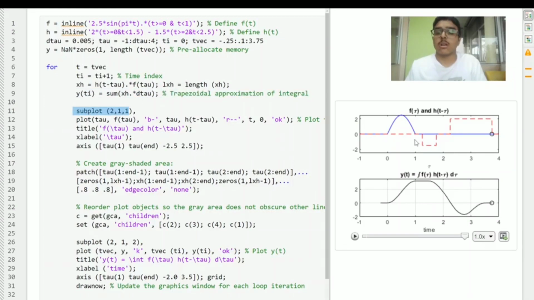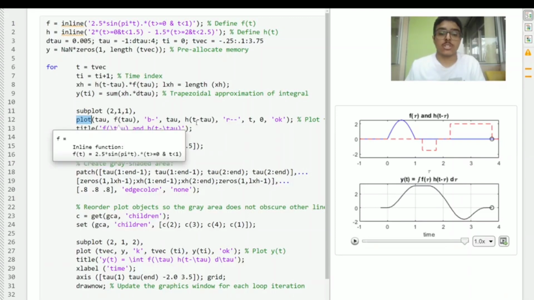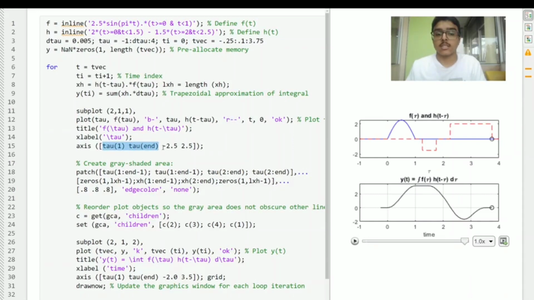Subplot allows you to have more than one graph in one figure. As you can see here we have this and this, two subplots to have two graphs in one figure. And here plot is to plot the modified and fixed function, and here to change color and line and so on. And here the title, x label, axis. Here refers to x-axis and here refers to y-axis. We choose negative 2.5 to 2.5 to make the whole graph appear.